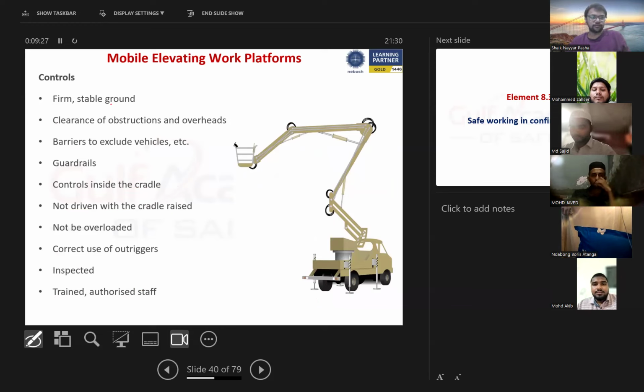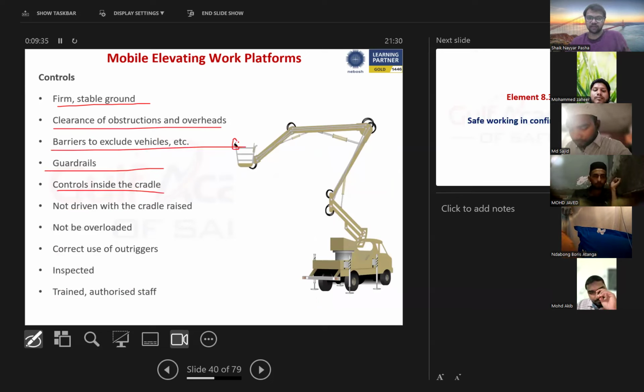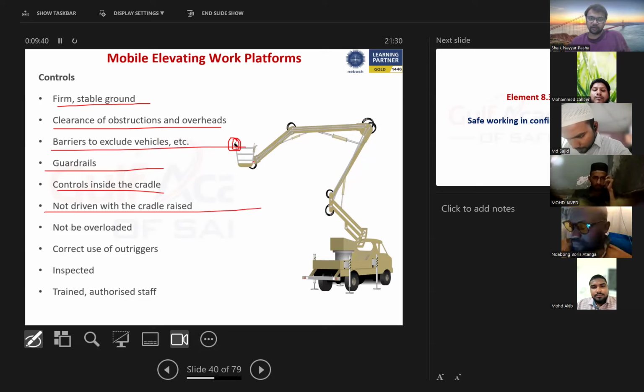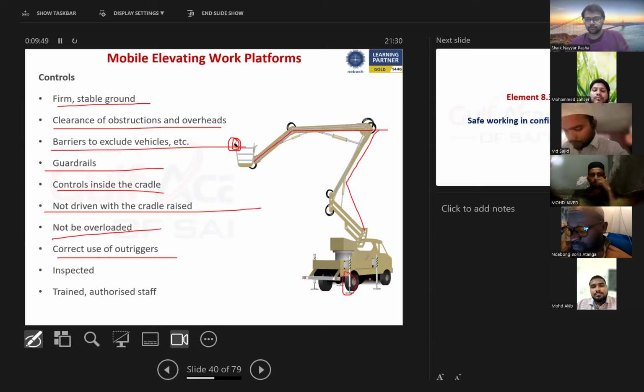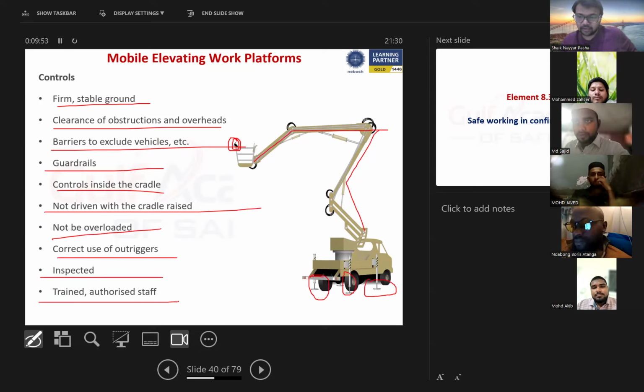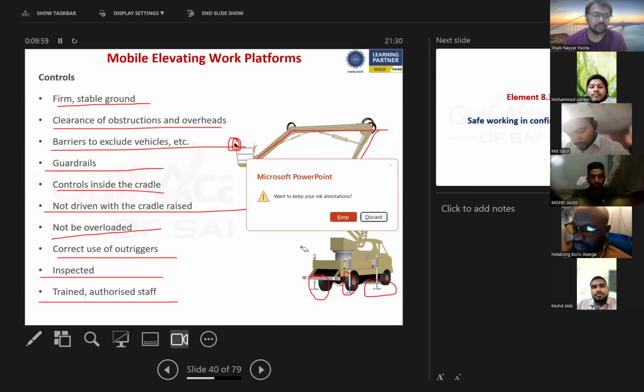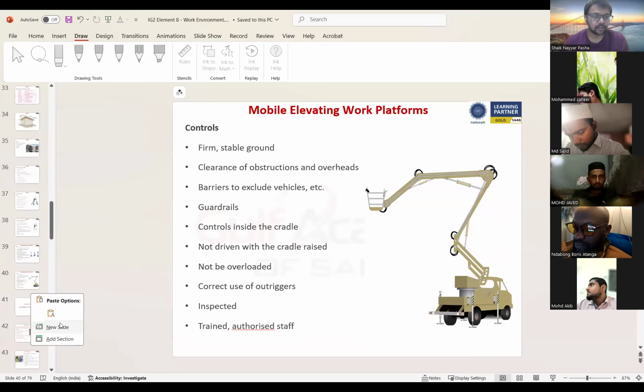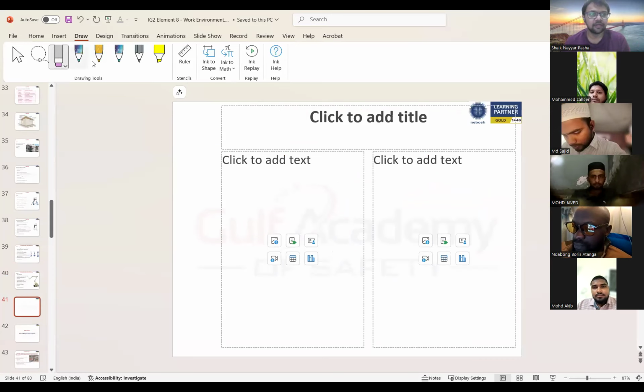Solid and flat surface, clearance from obstructions and overheads, barriers to prevent other vehicles, guardrails. Control should always be inside the cradle so the worker can move it as per his requirement. When you are driving, always make sure this cradle is kept close to the ground, should not be overloaded. Correct use of outriggers, regularly inspected and operated only by trained and authorized people. So these are all the controls that can be implemented to minimize the risk associated with mobile elevated work platforms.